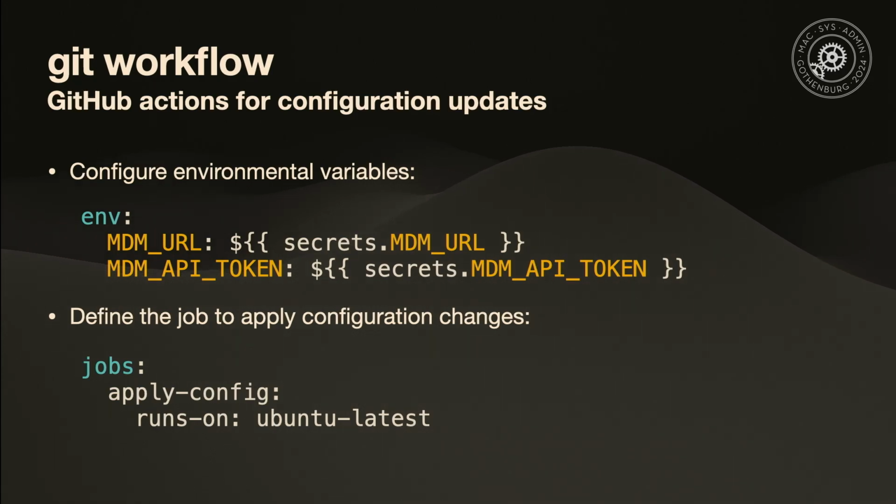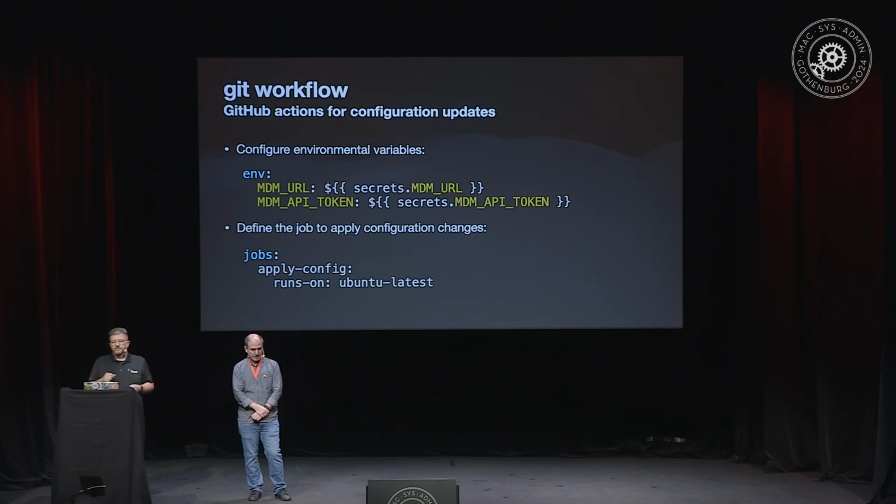So things like your MDM URL, your API token, these should be stored securely in a GitHub secret to keep your credentials safe. Do not, I repeat, do not hard code your API key into your GitHub Actions file. I'm going to repeat it again. Do not hard code your API key into your GitHub Actions file.